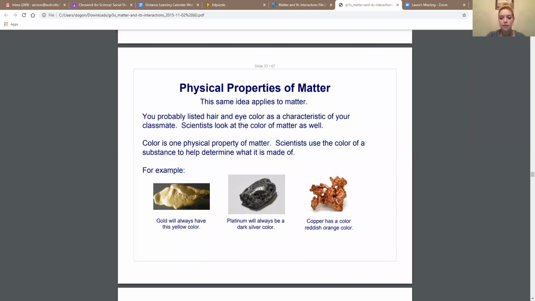We were talking about the observable properties of matter. Remember, observable means you can see it. We talked about one of the major observable properties of matter. The first one that scientists use is color. Color is a physical and observable property of matter, and scientists use color to determine what a substance is made of.